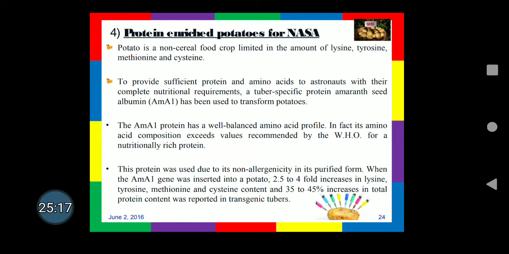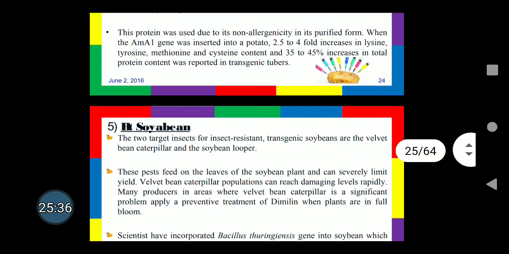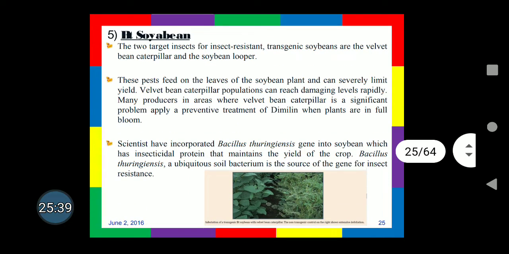When the AMA1 gene is introduced in the potato, a 2.5 to 4 fold increase in the lysine, tyrosine and methionine cysteine content and a 35 to 40% increase in total protein was reported in transgenic tubers. This protein rich, essential amino acid rich potato finds beneficial usage for the astronauts in space.